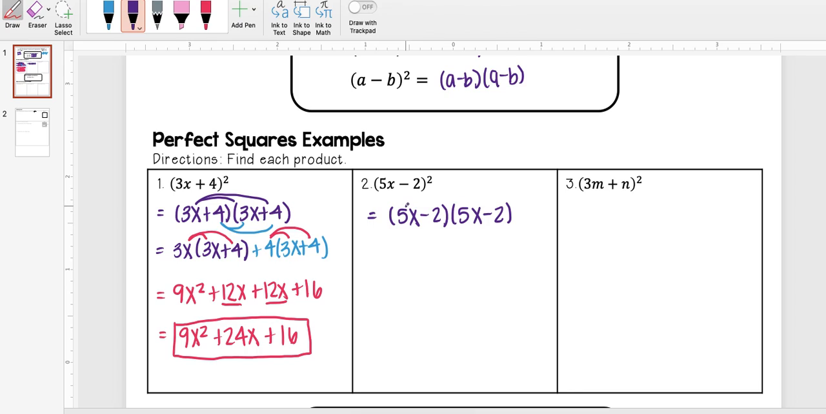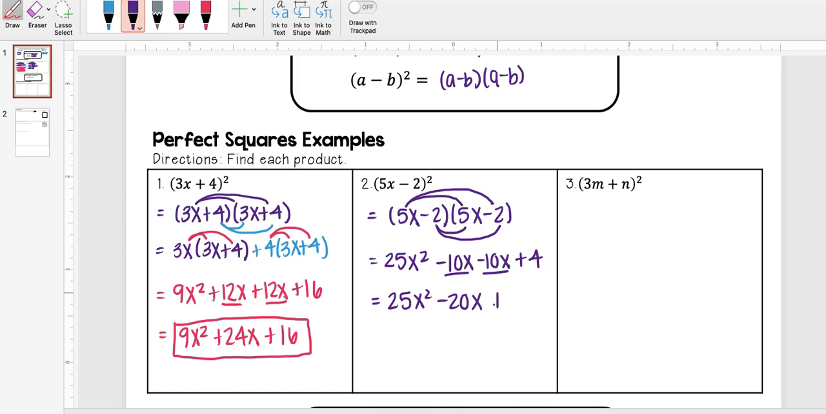So when I do 5x times 5x, I get 25x squared. 5x times negative 2, I get negative 10x. Negative 2 times 5x, I get negative 10x. And then negative 2 times negative 2, I get plus 4. And then just combine my like terms. Negative 10x minus 10x, I get minus 20x plus 4.